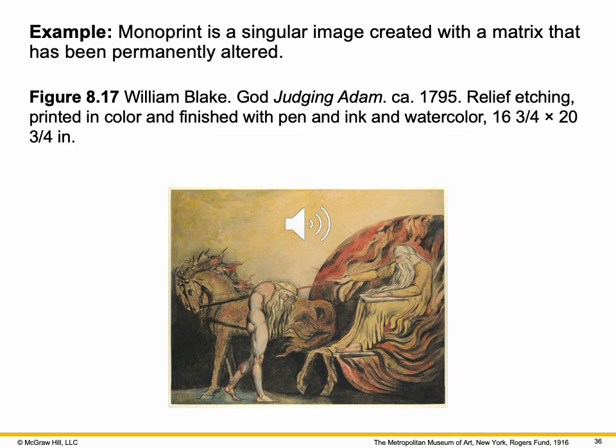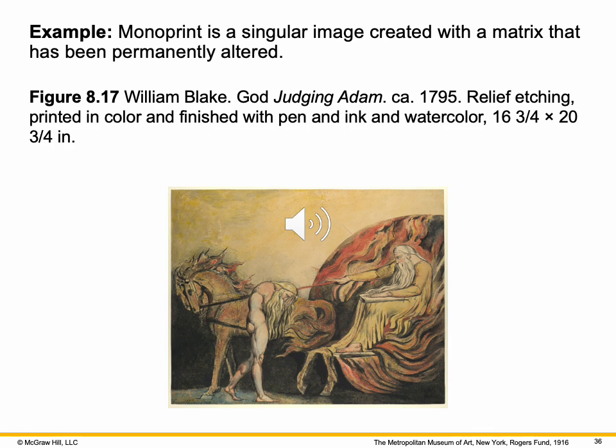Monotype is easy to confuse with monoprint, a printmaking process that similarly results in a unique impression. The difference between the two lies with the matrix. In monotype, the matrix is not permanently marked. Nothing has been cut or etched into the surface.